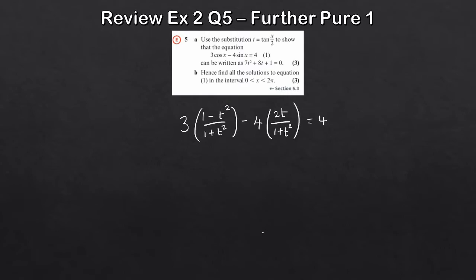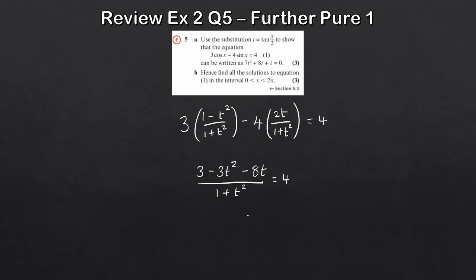Good stuff. And at this point here now, we need to simplify. The good news is both the denominators are 1 plus t squared, so we can write this over a common denominator to get us started. So this is 3 times 1, and then 3 times minus t squared, so 3 minus 3t squared. Minus 4 times 2t would give us minus 8t there. Okay, and this is all over 1 plus t squared, which is equal to 4.